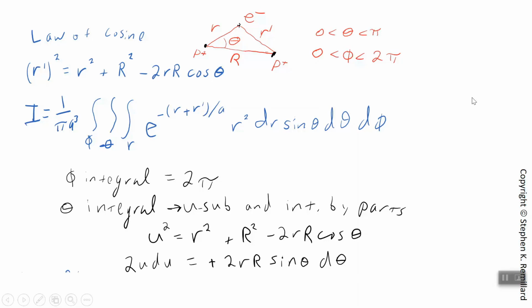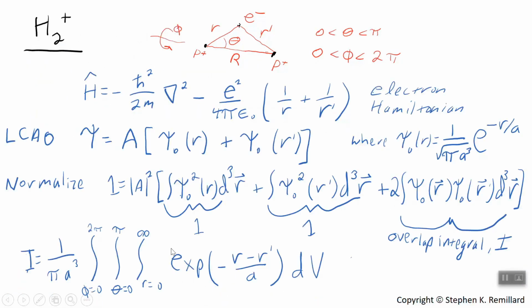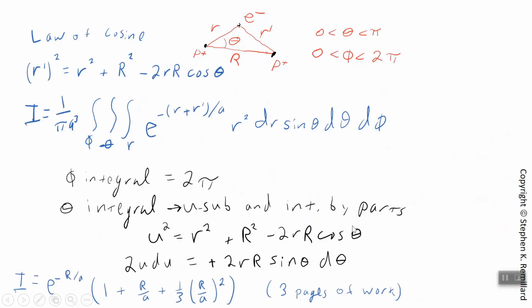You will need to use gamma functions to solve the r integral. Don't have that written there, but just make a note to yourself, solve the r integral. You're going to resort to gamma functions. And 3 pages later, you'll have that the overlap integral equals this expression. You can work that out on your own if you like. I did. It took 3 pages. Okay, so then you can take this overlap integral, you put it back in and solve for a normalization constant. And when you put it all together, you have the normalization constant. A squared is 1 over 2 times I plus 1.